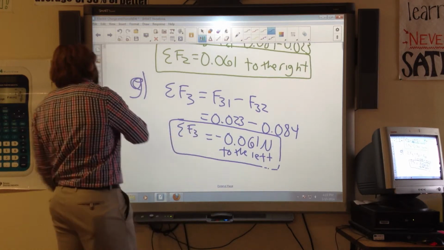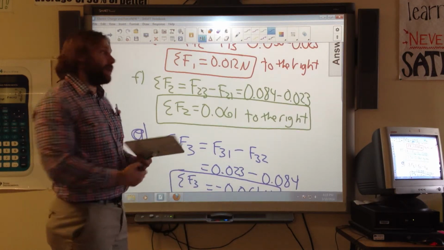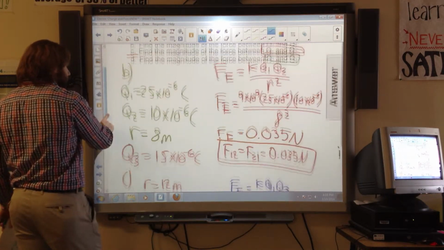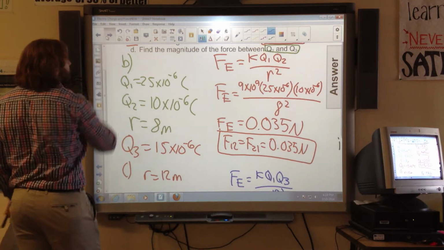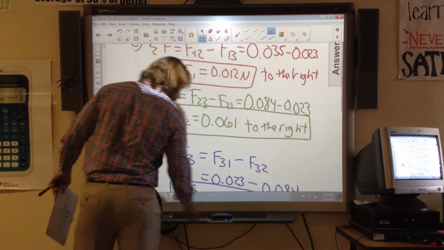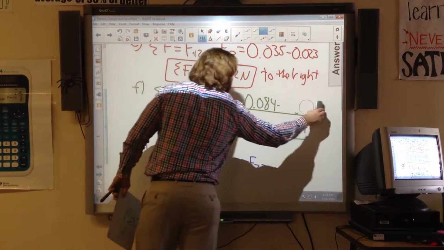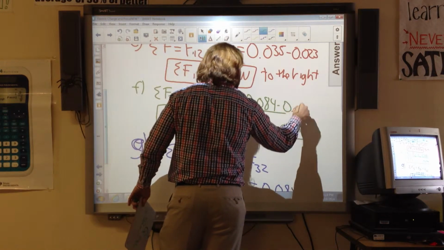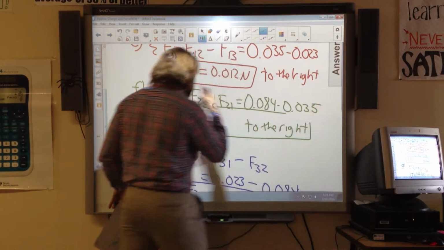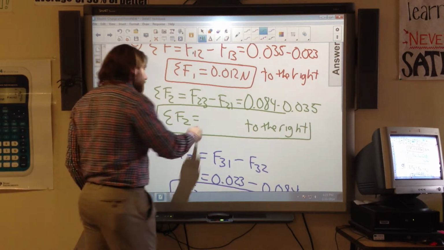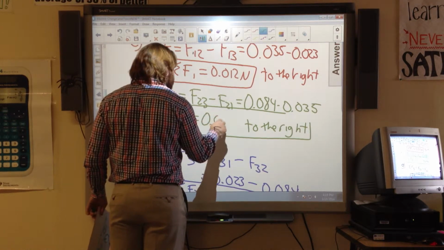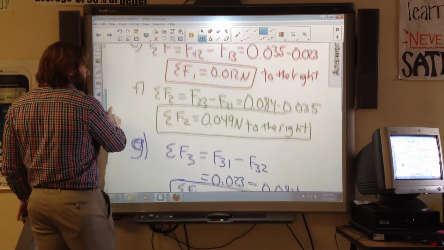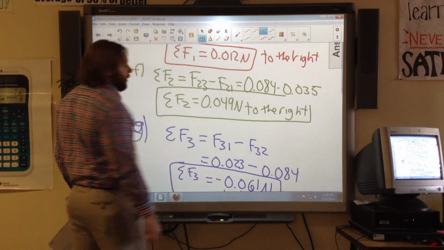Now bringing this up tells me this one must be incorrect. What did I do incorrectly? Well, if I see here F21, if I go back, F21 is not 0.023, it's 0.035. So I have to make that correction here. And that changes it. We now have 0.049 newtons to the right from that force on 2.